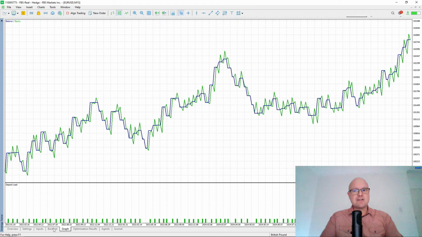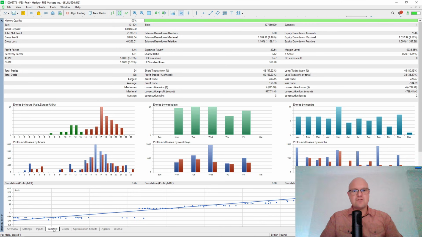It gave us a total net profit of over $2,765 using a risk percentage of 1 with an equity drawdown of only $1,500. This gave us a profit factor of over 1.4, which is one of the first things I look at whenever I look at the backtest of any of these expert advisors.